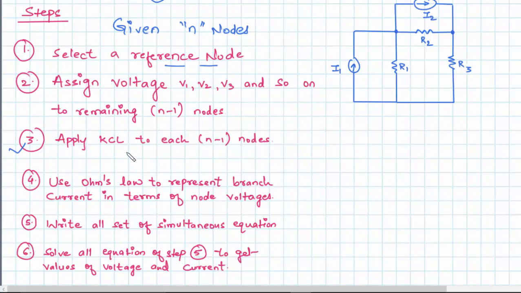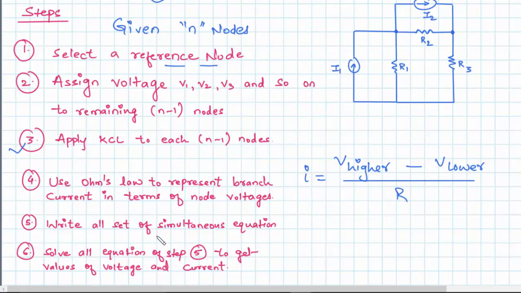Then in step 4, we need to apply Ohm's law to represent branch current in terms of node voltages. We know that current always flows from a higher potential to a lower potential. Let's say the higher potential is V higher and the lower potential is V lower. By Ohm's law, we can say that current, that is I, equals V higher minus V lower over the resistance. This is the branch resistance. So this is the higher node voltage and this is the lower node voltage. V higher minus V lower over R will give us the current.